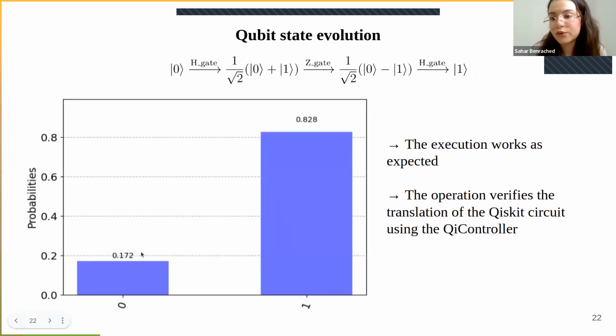This can be explained by a number of reasons. For example, maybe we would need more accurate methods to initialize the qubit. Maybe we need better calibration of our signals. Of course, this falls within the outlook of our project, but the general statement is that these measurement results say that the execution works as expected. We expected to have the state 1 at the end, and we have the highest probability, or the highest frequency, of measurement results given to the state 1. And with this, we verify that the operations are correctly translated from Qiskit to QiCode and correctly executed on the QiController level.